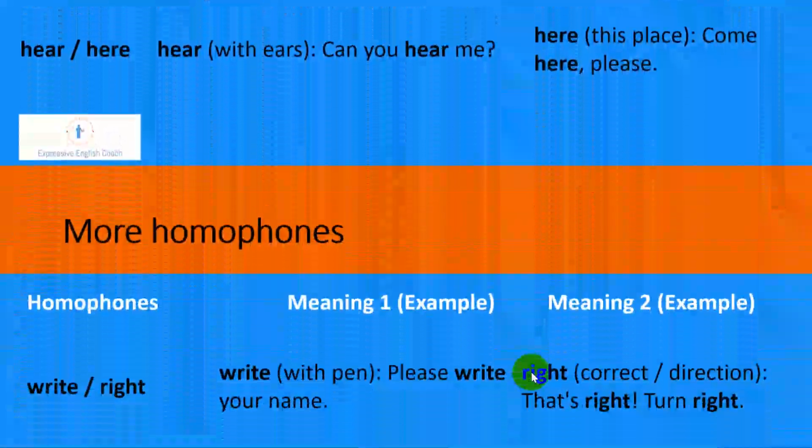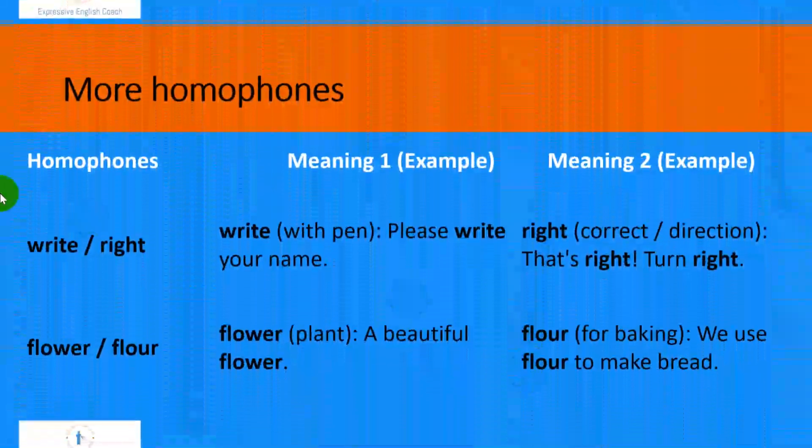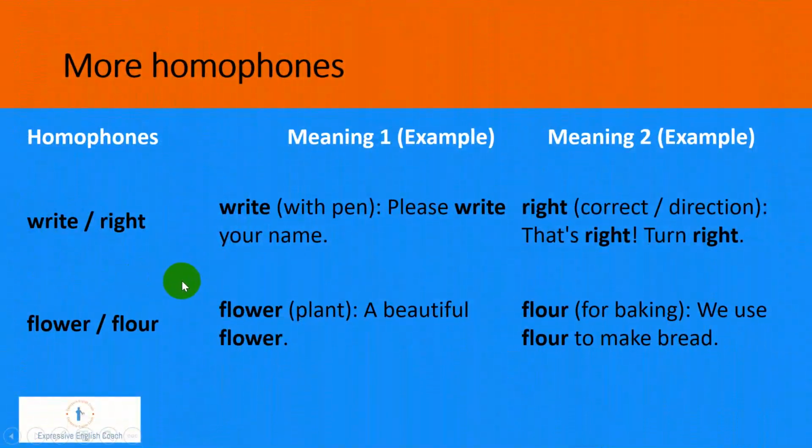And then let's look at more examples. Look at the word write and right. Write, the first write actually means to write with a pen or a pencil or a marker. You're writing. When you write, please write your name. Write it down in your book. And then right number 2 means correct or direction. That's right. Turn right. That's right. Or turn right.